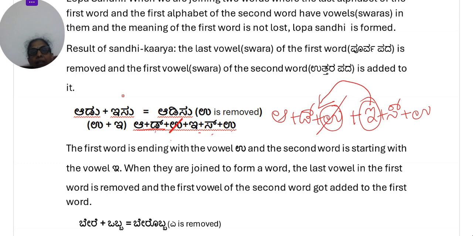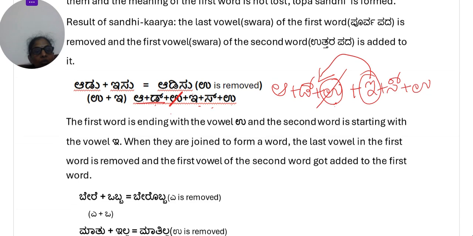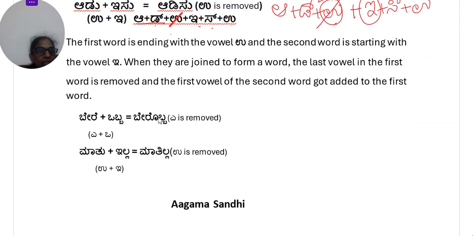Plus E plus S plus U. So together it will become Adisu. So here what happened? The last swara, that is U, got removed from the first word. See, the thing is explained here. The first word is ending with the vowel U and the second word is starting with the vowel E. When they are joining to form a word, the last vowel of the first word is removed and the first vowel of the second word gets added to the first word. So you get Adisu. Similarly, we'll look at a few examples here.